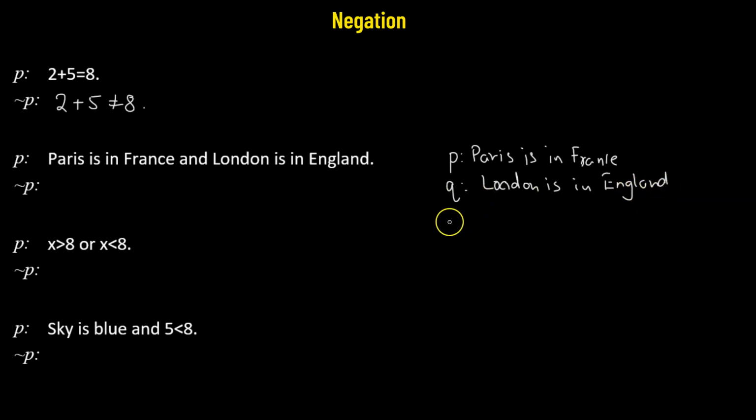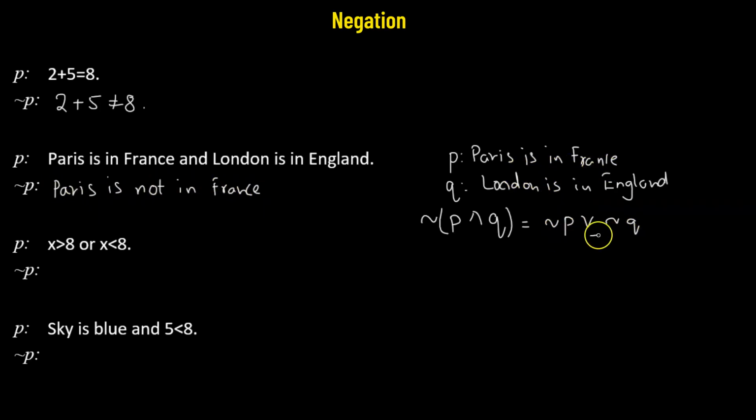So here we are given the compound statement that Paris is in France and London is in England. So this is a conjunction. What we have to do is negate this statement. The negation of a conjunction is similar to negation of P or negation of Q. So negation of P will be Paris is not in France, or London is not in England. So this is the negation of the statement P. Although P here is representing one single statement, P is actually a compound statement.